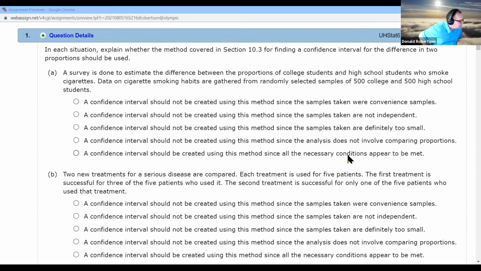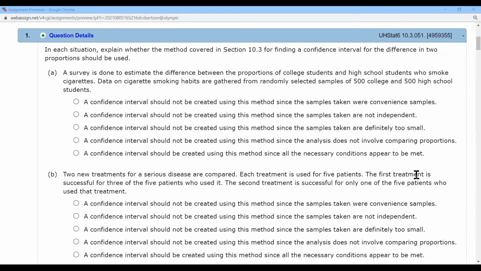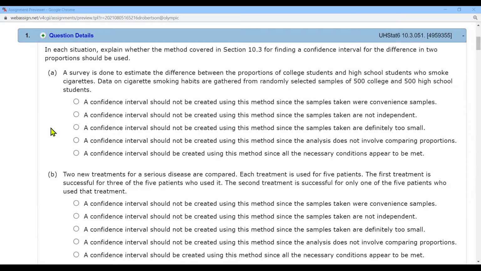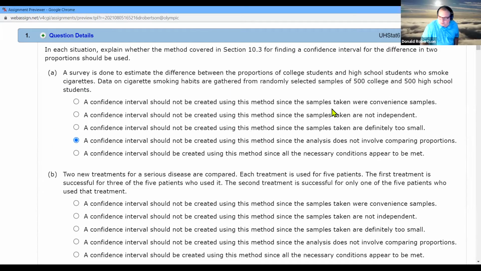What do you think? Here's a surprise for you. It should not be. Good. Why? It doesn't involve comparing proportion. There's no mention in here about proportions. They just said smoking habit.